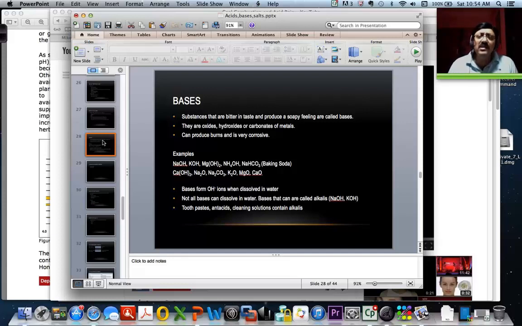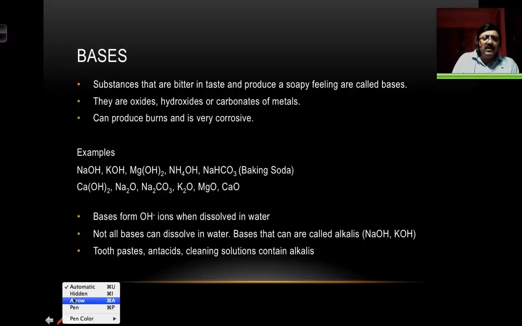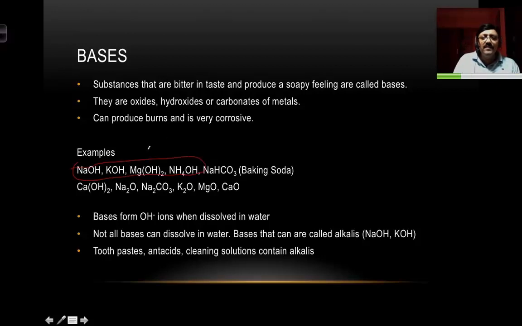So what are some of the examples? Sodium hydroxide, potassium hydroxide, right? All these. So let's go into a slide. So what are some of the examples? Now all these you can see have hydroxide. So these are all hydroxides. So sodium hydroxide, potassium hydroxide, magnesium hydroxide, ammonium hydroxide. All these are hydroxides, right? Now this is bicarbonate, right? And so that's another example.